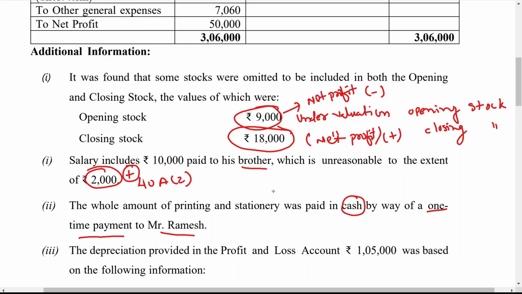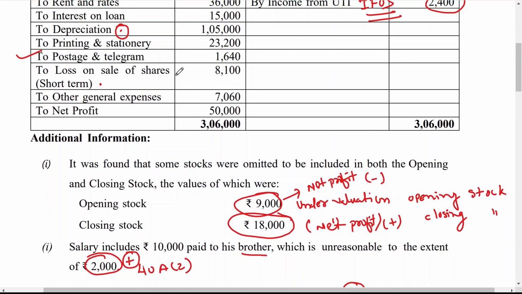Now what we have to see here: if the printing and stationery amount is more than 10,000, then it is fully disallowed, 100% disallowed. But if the amount is less than 10,000, then there is no effect for this transaction. So here 40A(3) is applicable only if the amount of expenditure is more than 10,000. Now let's see what the amount of printing and stationery is.